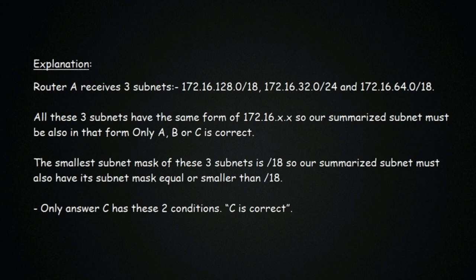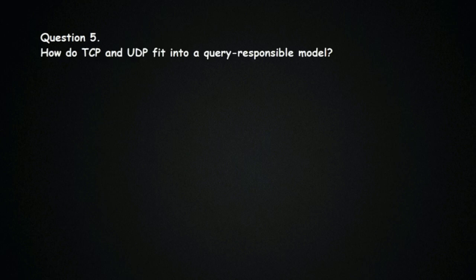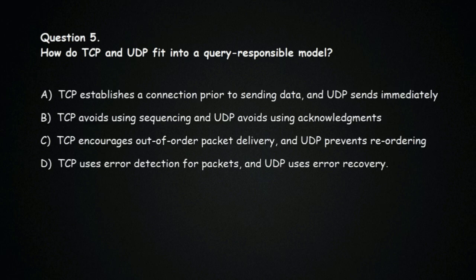The smallest subnet mask of these 3 subnets is /18. So our summarized subnet must also have its subnet mask equal or smaller than /18. Only answer C has these 2 conditions. It means C is correct. Question 5. How do TCP and UDP fit into a query response model? Options. Correct answer is A. TCP establishes a connection prior to sending data, and UDP sends immediately.